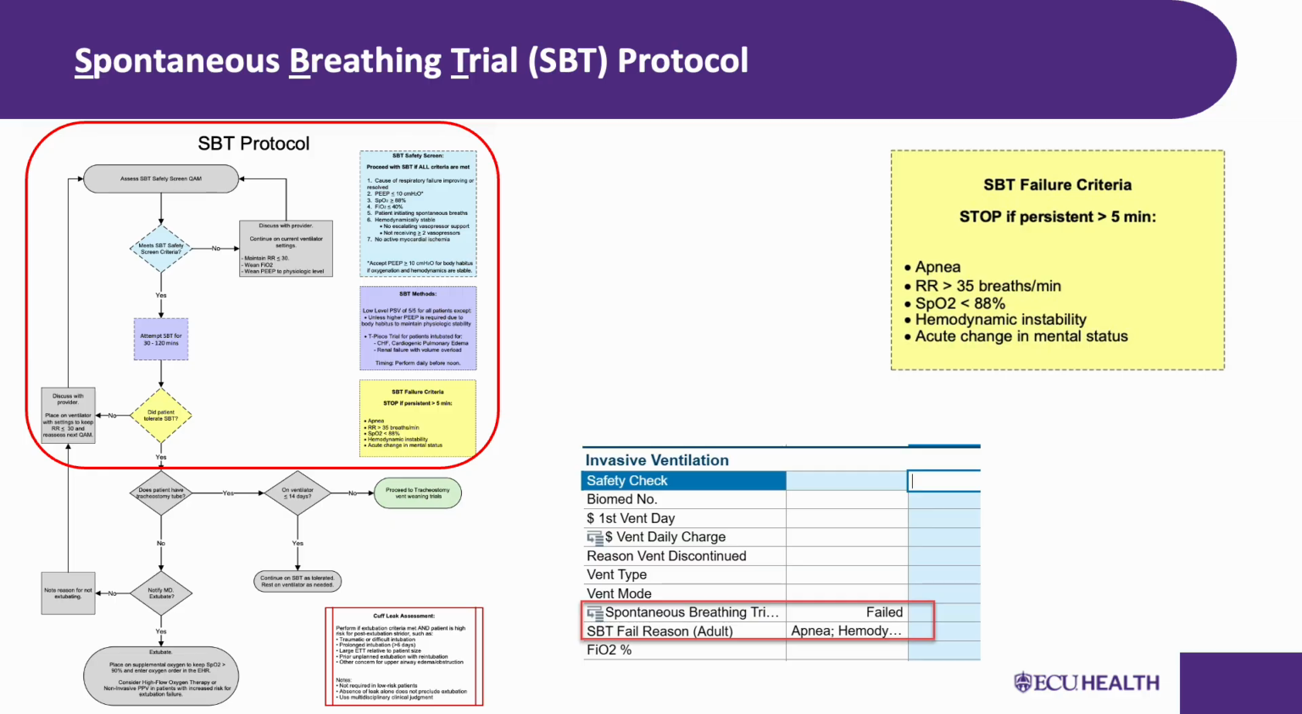This documentation serves several purposes. First, it communicates to the entire care team why the patient failed today and what specific issues need to be addressed before the next trial attempt. If the patient failed because of tachypnea, maybe we need to optimize their pain management or address anxiety. If they failed because of desaturation, maybe there's an oxygenation issue that needs to be worked up. The failure documentation becomes a clinical roadmap for what can be fixed before the next attempt.